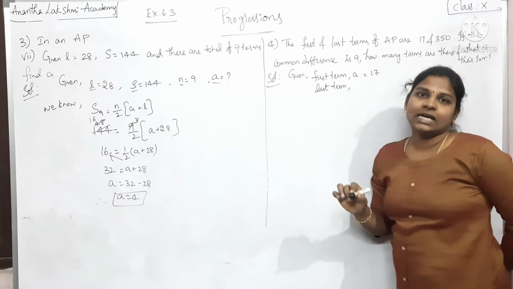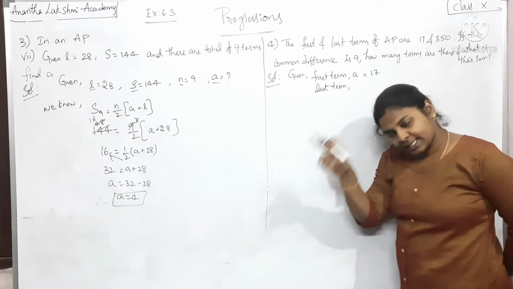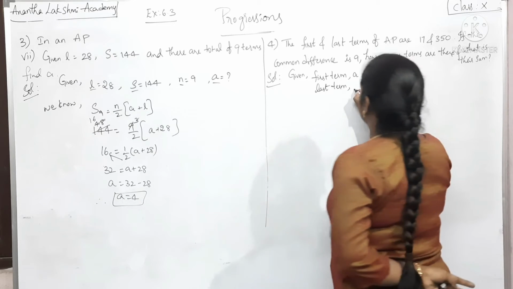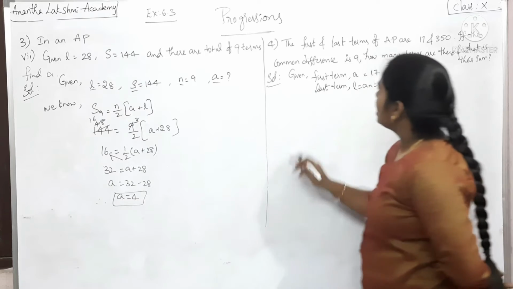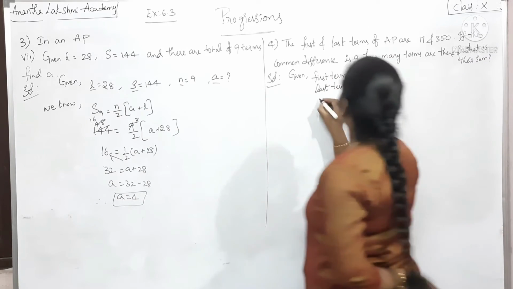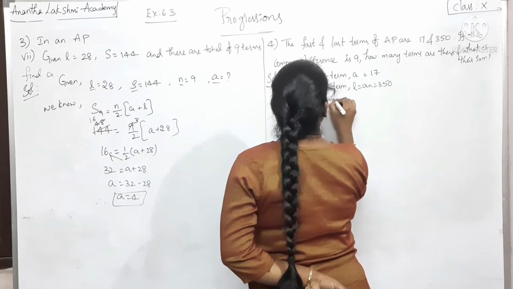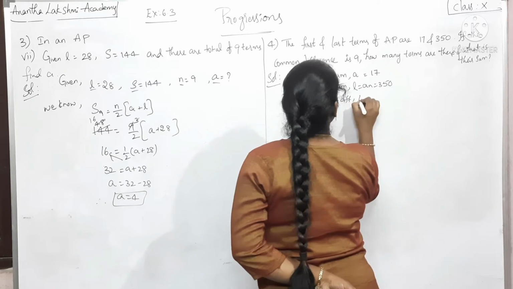Generally, what is the last term? If you have n terms, the nth term is the last term. Either it is L or An, which is nothing but 350. The common difference is also given. Common difference, D, is 9.